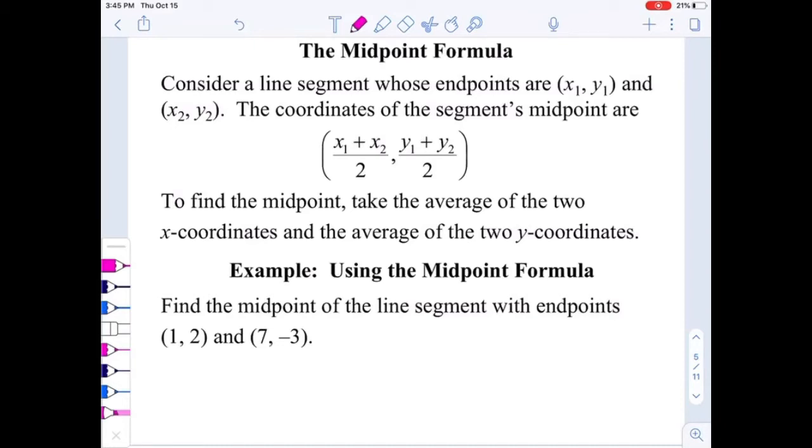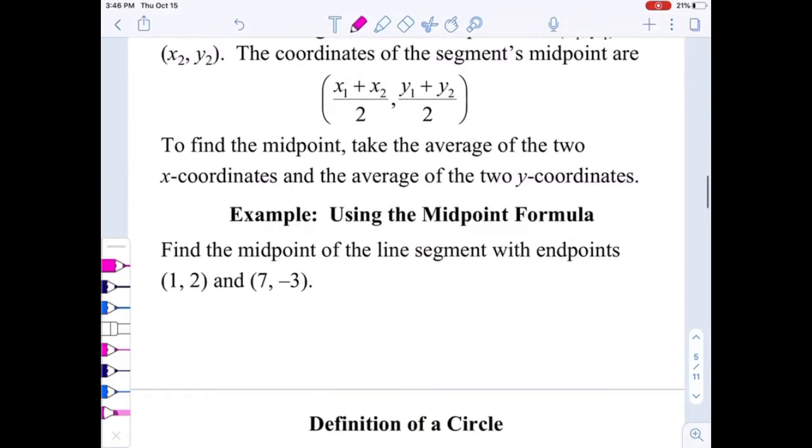So, for example, if I gave you the ordered pairs 1, 2 and 7, -3, find the midpoint. We're going to take our x values and add them. So 1 plus 7 would end up giving us 8. When we divide that by 2, that's going to give us 8 divided by 2, which gives us 4. I take my 2 and I add a -3, and then I divide that by 2. So it's going to give us a -1/2. So the coordinates of my midpoint are 4, -1/2.